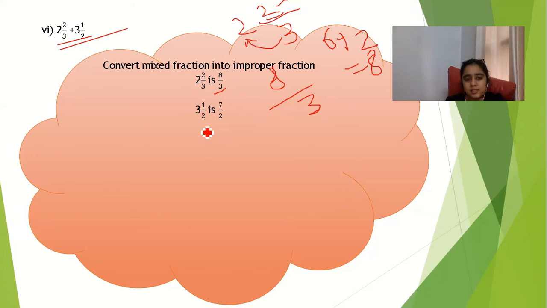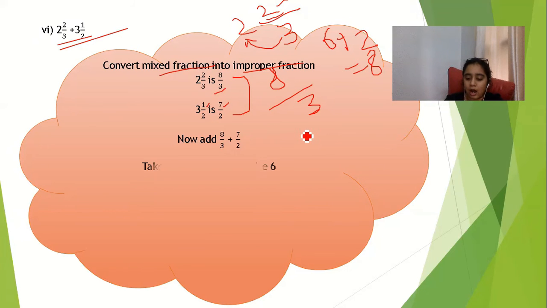In the same way I will do this: if I multiply 3 by 2, I will get the answer 6, and 6 plus 1 equals 7, that is 7 upon 2. Now this is an improper fraction, because here the numerator value is larger than the denominator value. What I have done is convert the mixed fraction into an improper fraction. Now I will add these numbers, that is 8 upon 3 plus 7 upon 2.